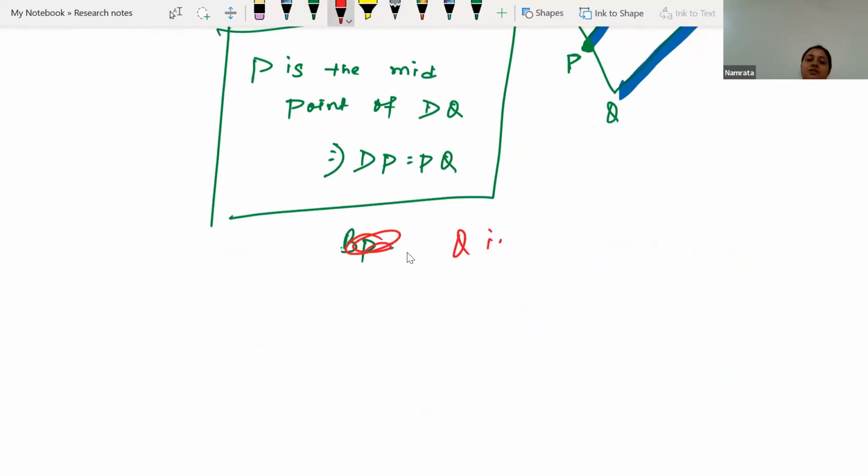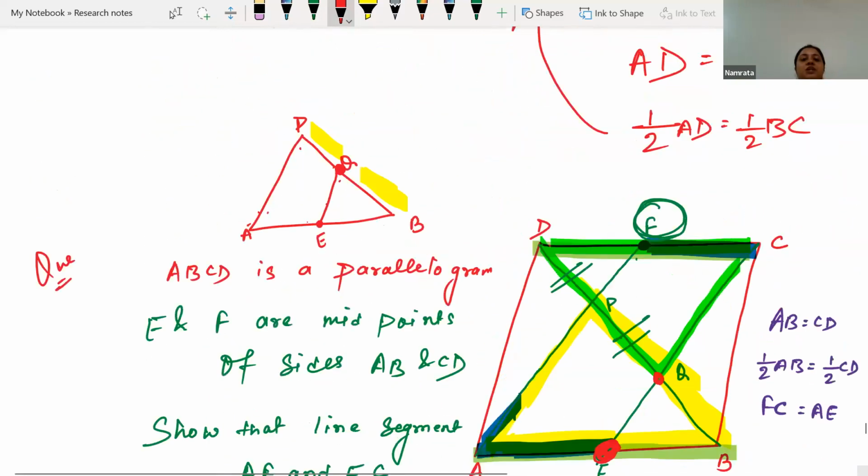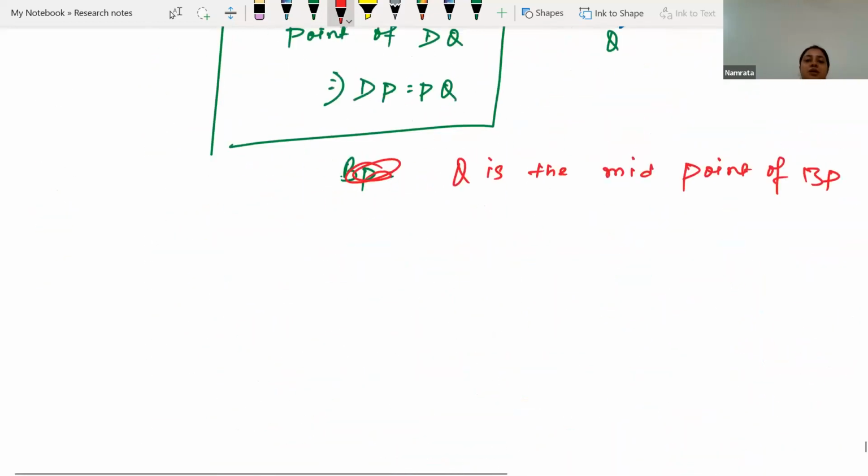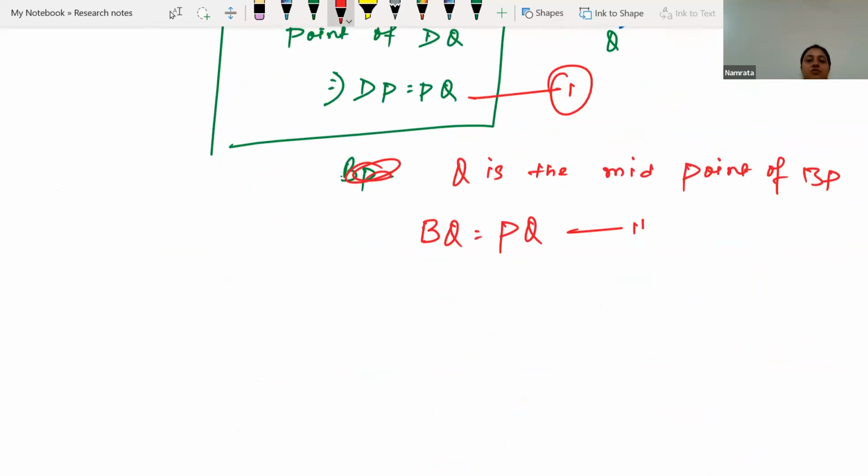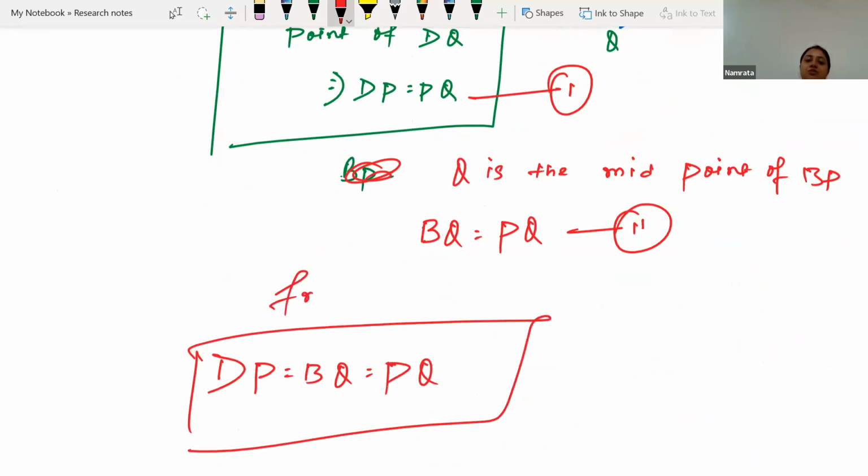Q is the midpoint of BP. That means PQ and BQ are the same. Now from equation 1 and equation 2, can I say that BP, BQ, PQ all are the same? Can we say that from 1 and 2? Can we?